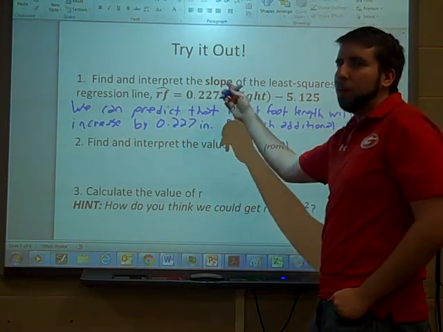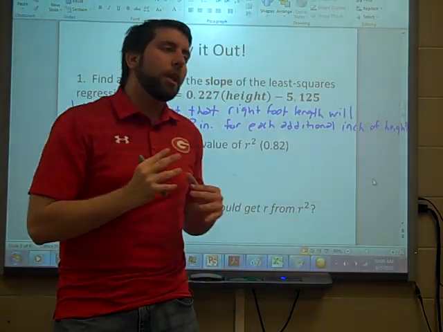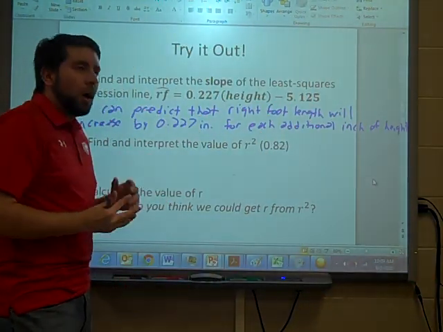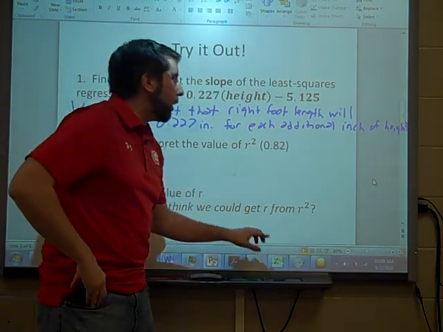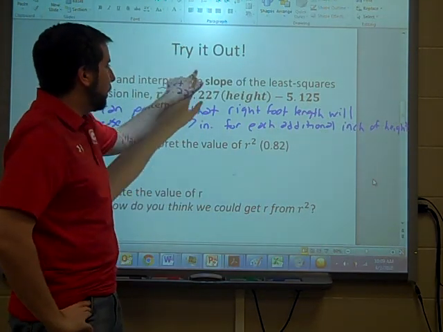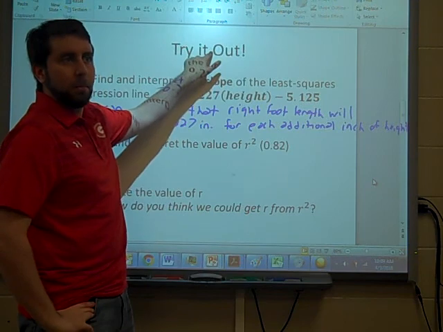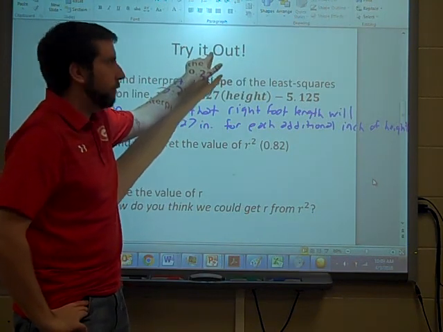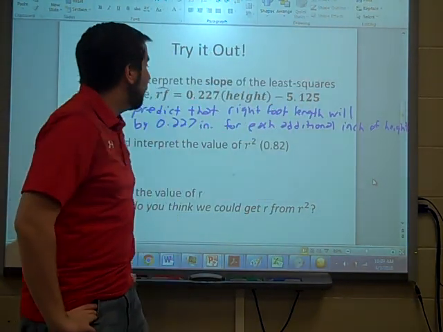So the slope tells us one thing. The slope tells us what's the relationship on average. Based on the regression line, we can predict that 1 inch increase in height will lead to 0.227 inch increase in right foot length, and so on and so forth.